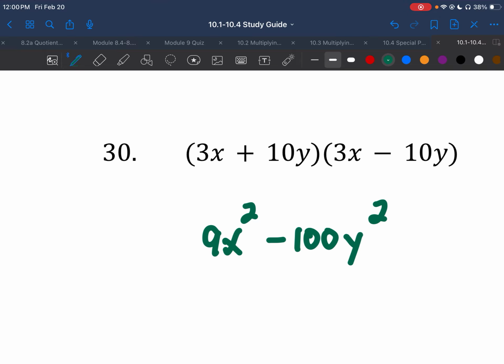And that is our study guide for 10.1 to 10.4. Your quiz will be similar to this. There will be 30 questions. There is no challenge question on this quiz.